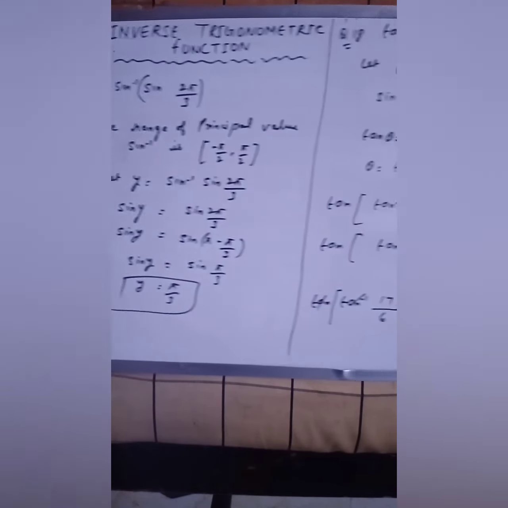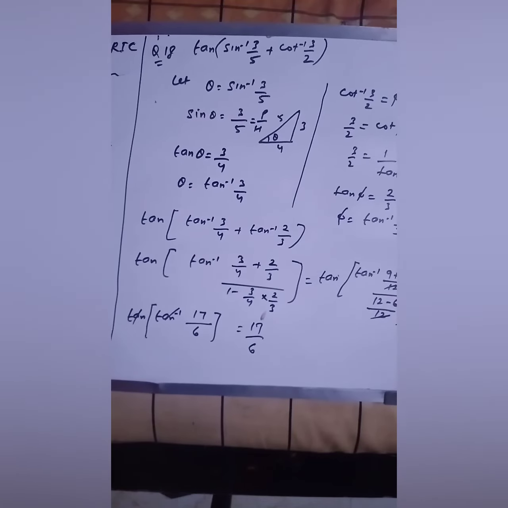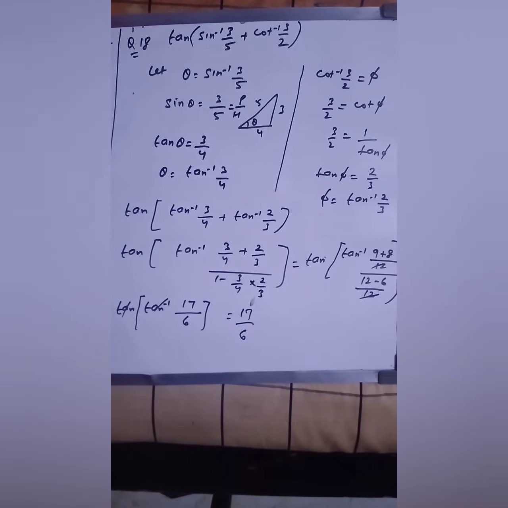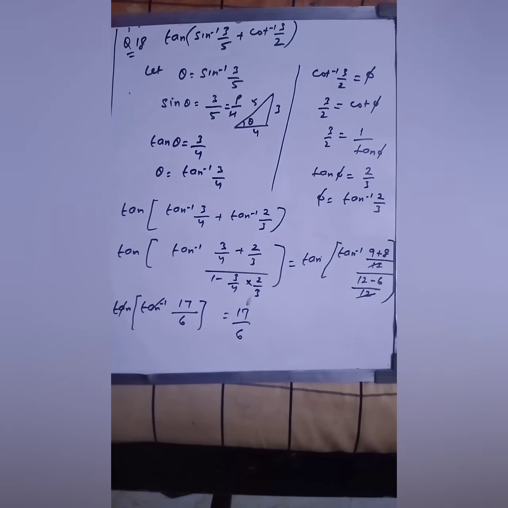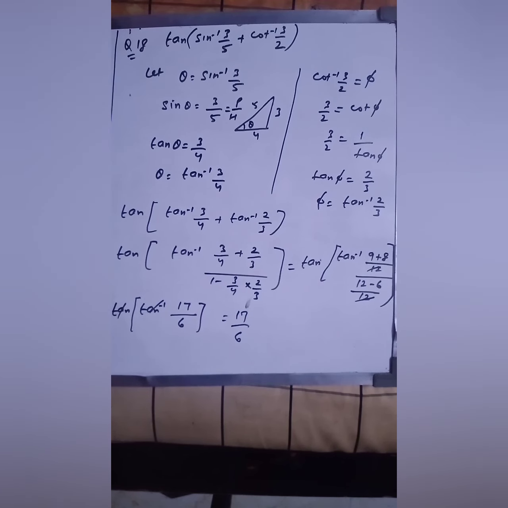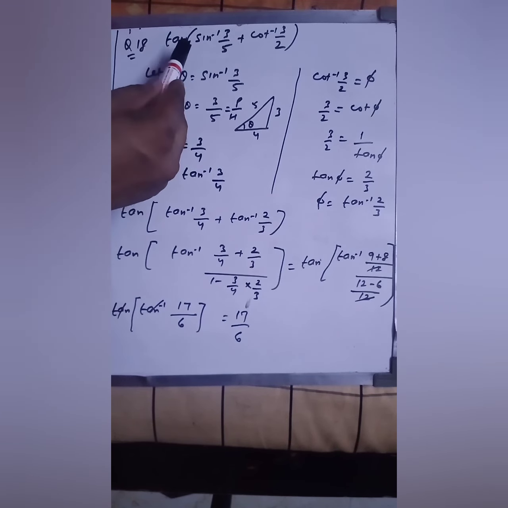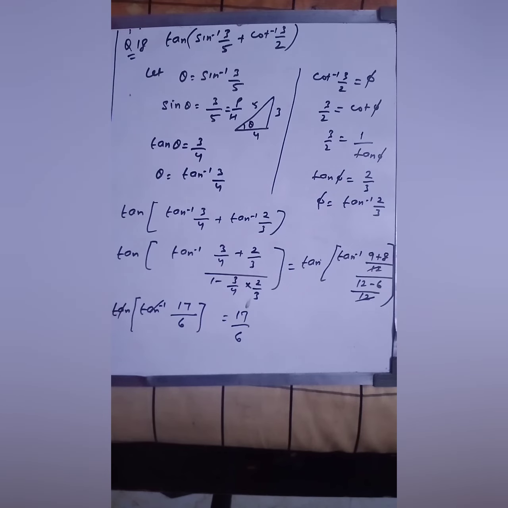Now our next question is question number 18. Just let me adjust the page. Here it is. Okay, so here tan of sine inverse 3 by 5 plus cot inverse 3 by 2 is given to us, and we have to simplify this.